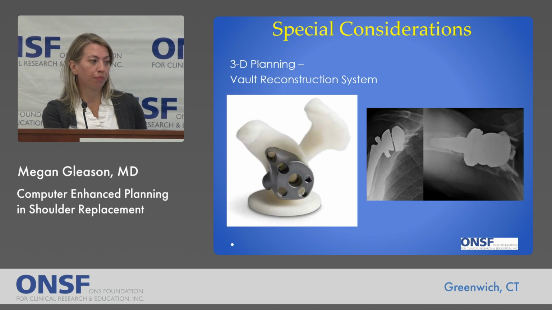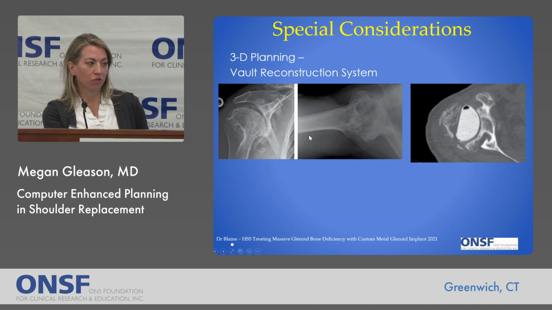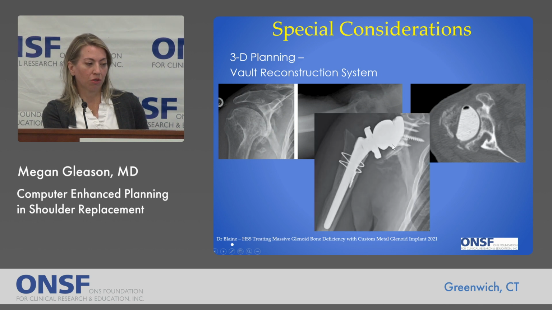This is an example of that vault reconstruction. It's a big piece of metal. It's kind of amazing when you see it, but as you look on the picture here, you can really see how this has reconstructed a lot of the socket to have a better outcome for this patient. So these are some more examples when someone's had a significant amount of bone loss. You can put this large component in there, and that's really going to give them the most stable shoulder moving forward.